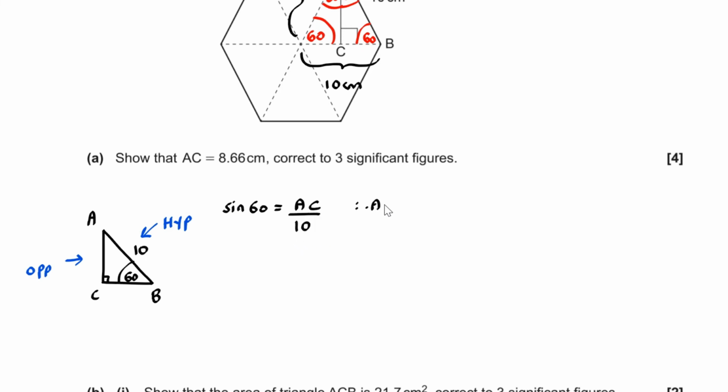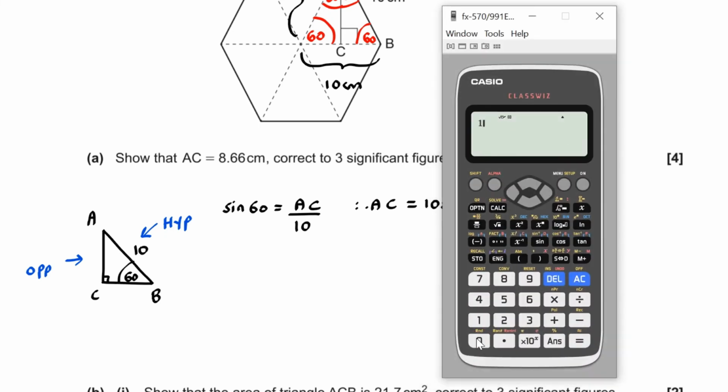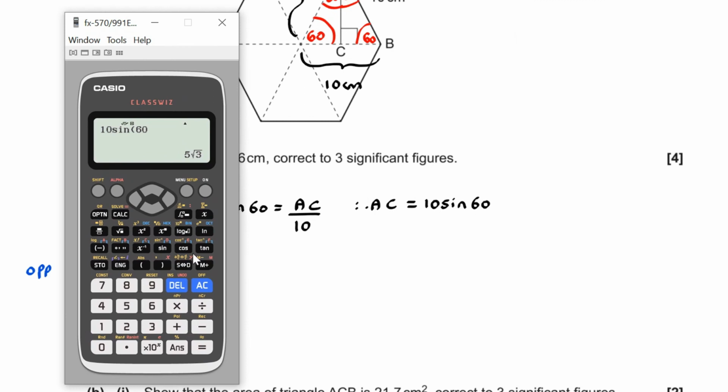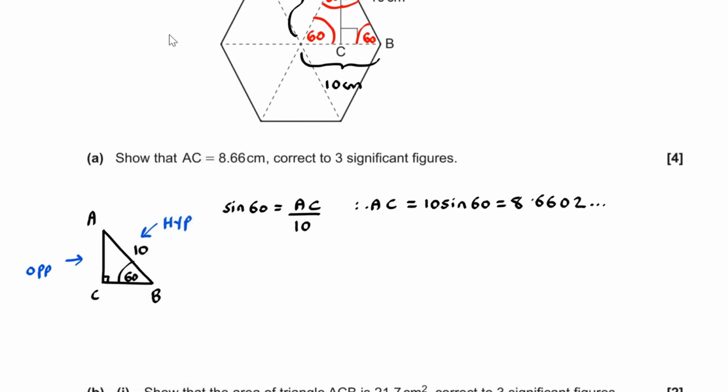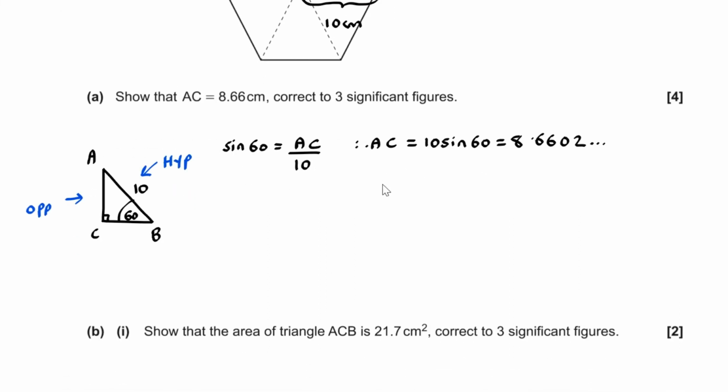So therefore, AC is equal to 10 times the sine of 60, which is 5 root 3, being equivalent to 8.6602, etc. So what we can conclude then is AC is equal to 8.66 given to 3 significant figures.